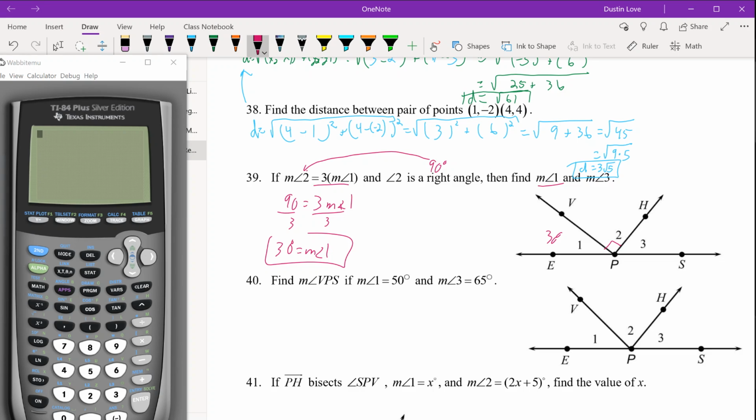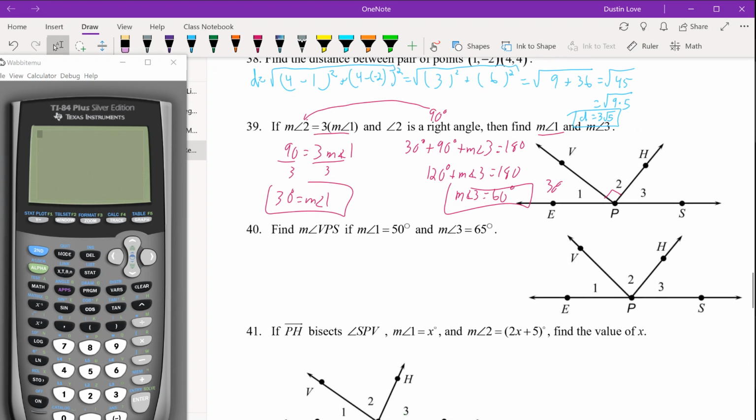Now, since angle 1 is 30 degrees and angle 2 is 90, I'm going to use both of those to write an equation that will give me angle 3. Since line ES altogether is going to make 180 degrees, I'm going to say that 30 degrees plus 90 degrees plus the measure of angle 3 is equal to 180. Now let's simplify that. 30 degrees plus 90 degrees is 120 degrees plus the measure of angle 3 equals 180. And then subtracting 120 off both sides tells me that the measure of angle 3 is equal to 60 degrees. There's my two answers on that one. Now moving on to number 40.